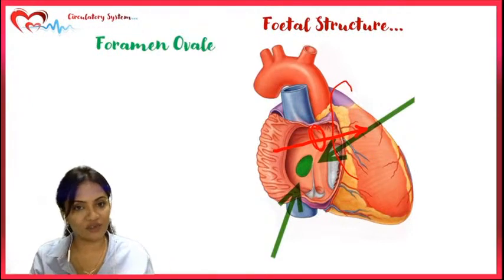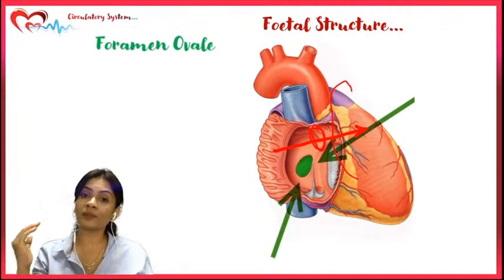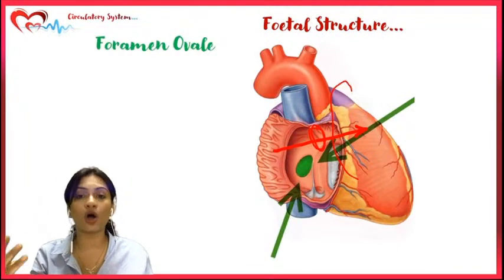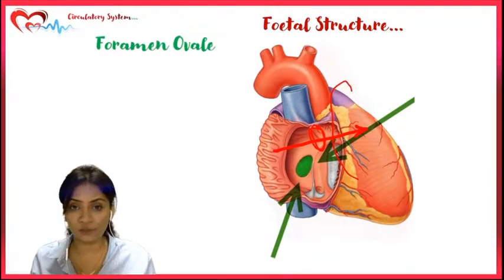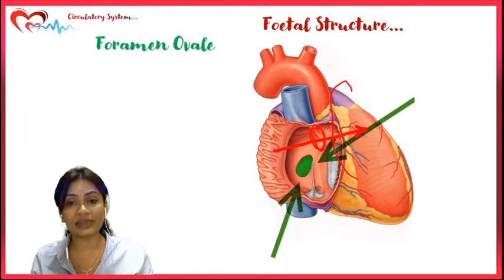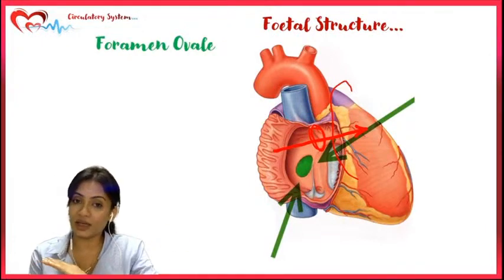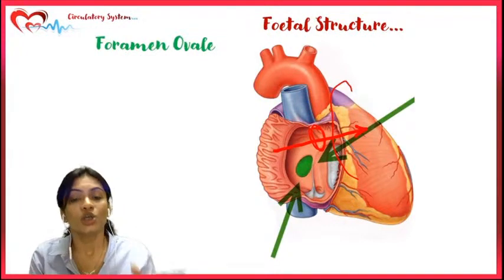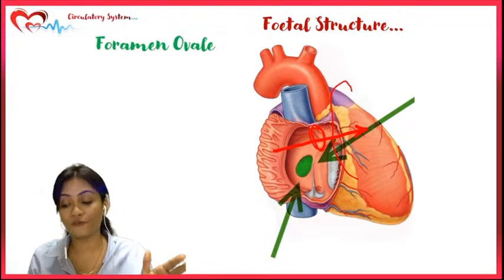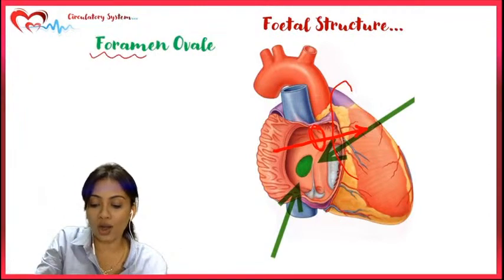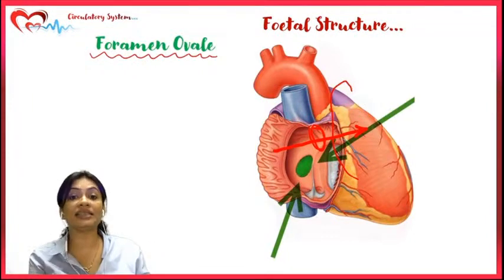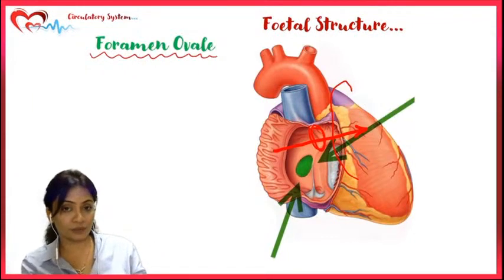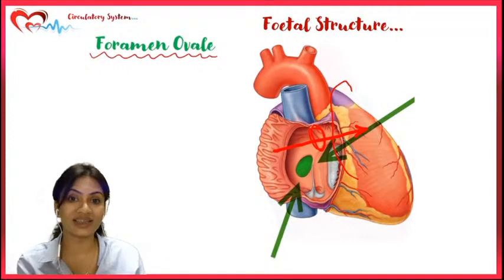Once the lungs are inflated, that is when the baby will be able to take its own oxygen from the atmosphere. Until then, all those 9 months of pregnancy, the baby was completely dependent on the mother for its oxygen because the baby's lungs were not functioning at all. So immediately after birth, this foramen ovale, this hole which is present in the heart of a baby, is going to be completely sealed. Now, you might have heard about some children being born with holes in their heart.